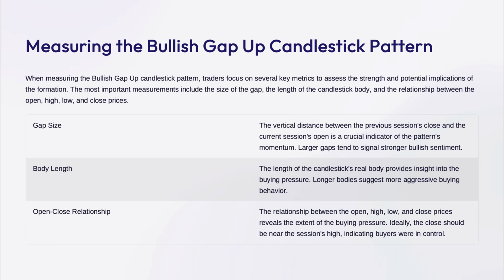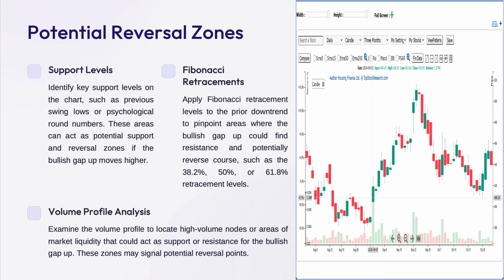Gap size, body length, open-close relationships. When I say open-close relation, I mean at what price it opened and at what price it closed. It cannot be a difference of 1 or 2 units. It has to be at least a 1 or 2-3% difference. Then you will definitely see good buying interest, and that's why this kind of thing is happening. If you see here also, the volume has risen much.